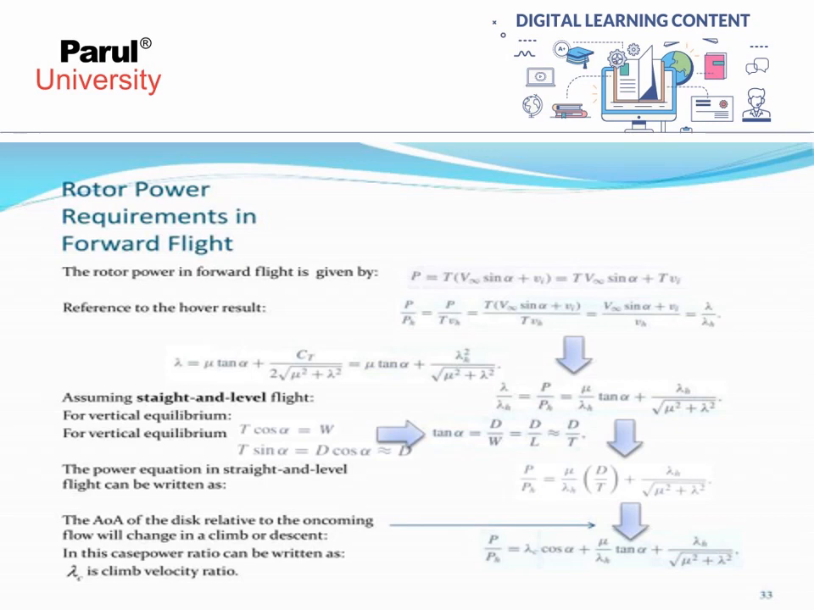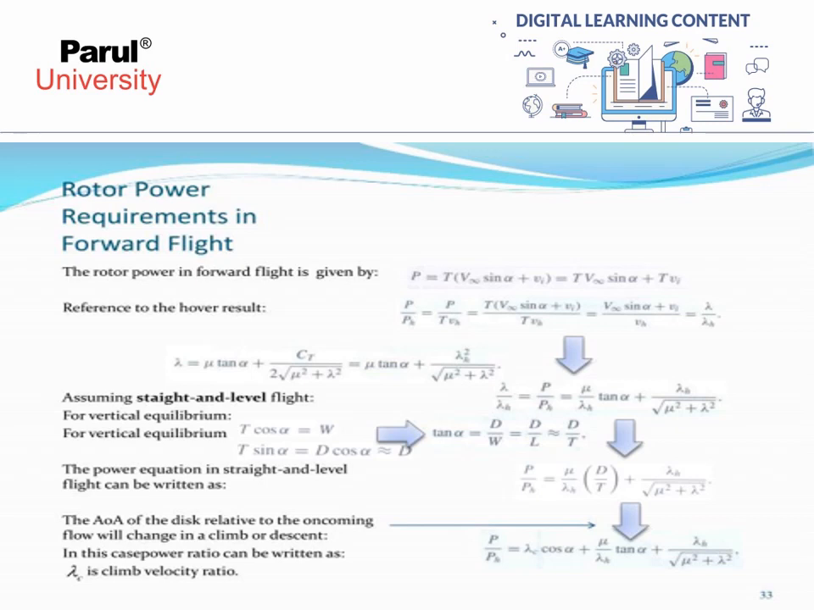The rotor power requirements in forward flight. The rotor power in forward flight is given by P is equal to T in bracket V infinity sin alpha plus Vi, which is equal to T V infinity sin alpha plus T Vi. With reference to the hover results, P by P hover is equal to P by T into Vh. We can say T into V infinity sin alpha plus Vi by T into Vh. We can say V infinity sin alpha by Vh plus Vi by Vh, or it will be written as lambda by lambda h. Then lambda is equal to what? Mu into tan alpha plus Ct by 2 square root of mu square plus lambda square.